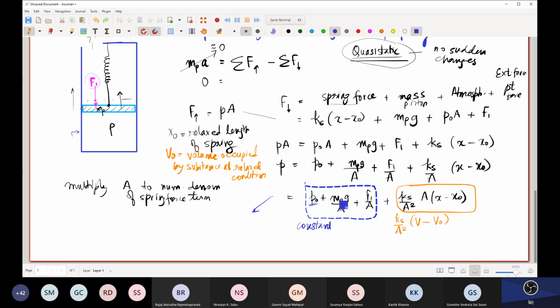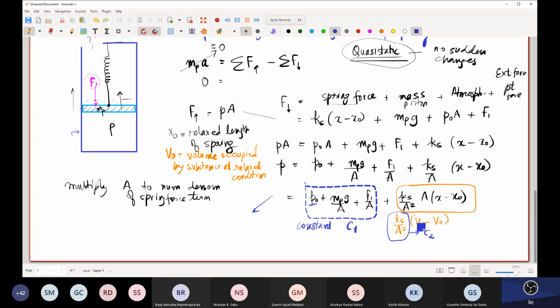The mass of the piston is not going to change. The area is obviously not going to change. Gravity is not going to change unless you go to a higher altitude or a deeper depth. The point force that we are applying is not going to change. By definition, we are always applying a certain amount of force. So this is some constant which we term as C1. Now the spring constant ideally doesn't change, and the area is obviously not changing. So this can also be treated as a constant, C2.